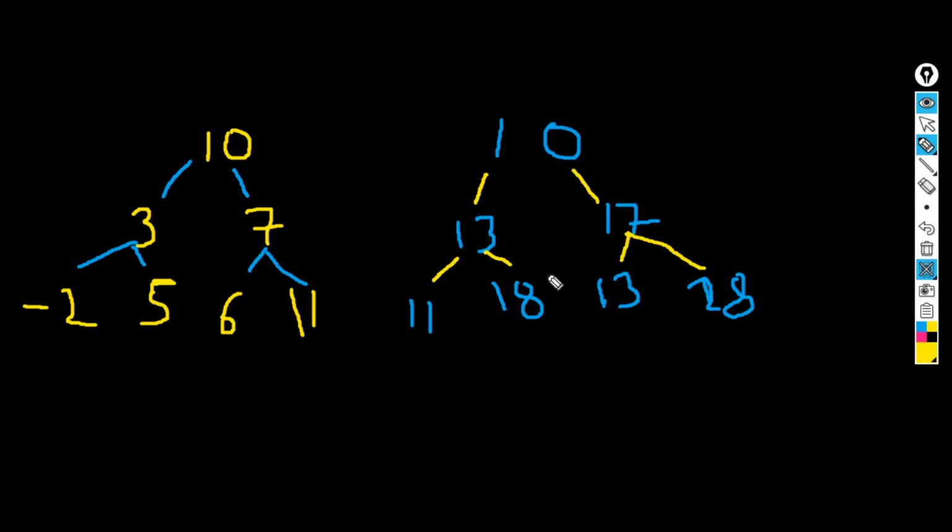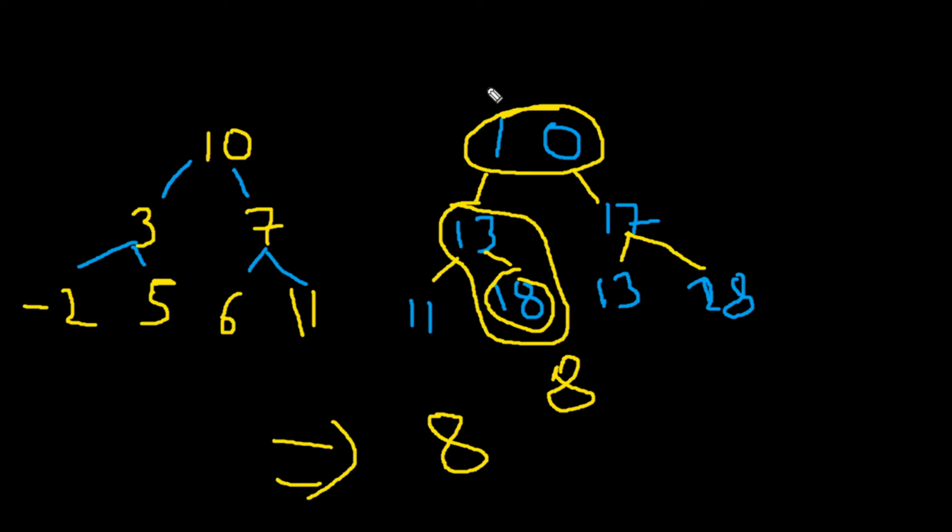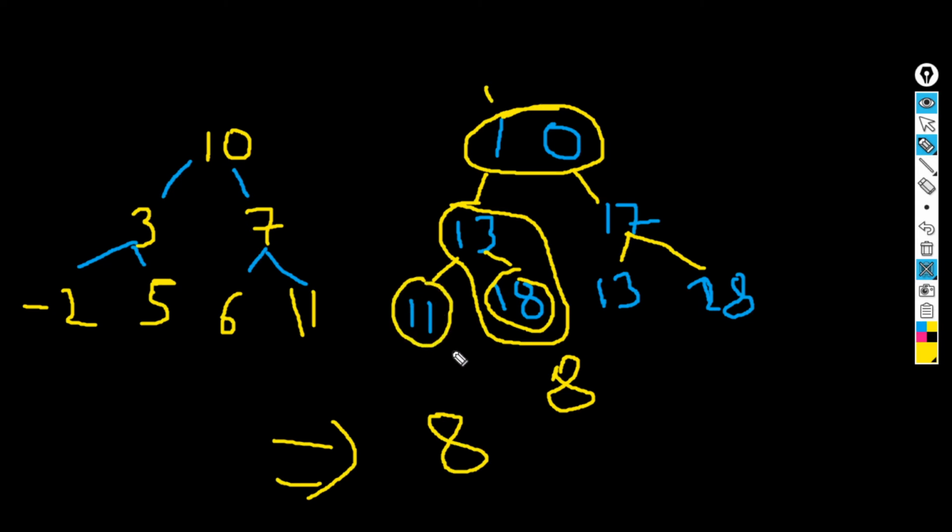Now suppose I want to find a sum of 8. How can I find that? If I subtract this value from this, I get 8. So there is a path: we will go from here to here, and we get a sum equal to 8. Suppose I want to find the sum equal to 1. How can I find it? Again subtract this from this, and we get 1. So we get our sum.